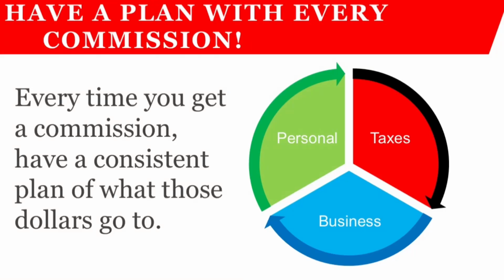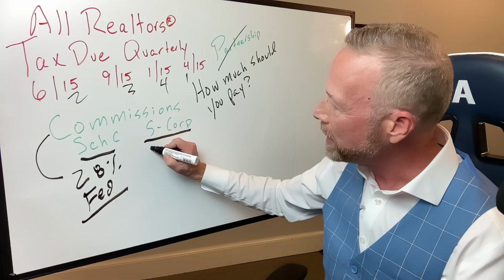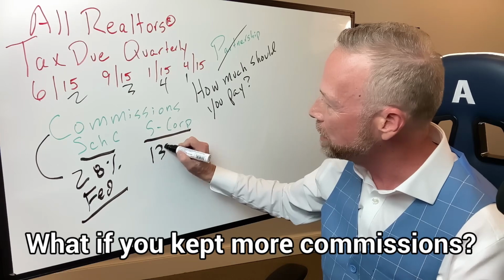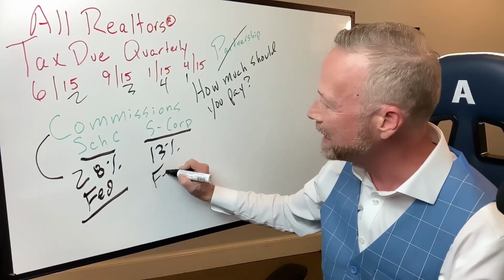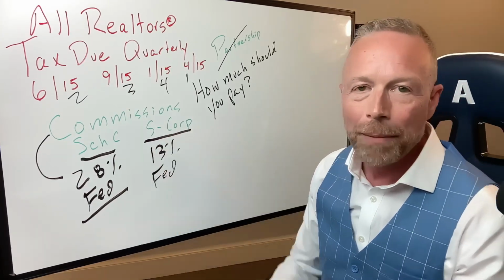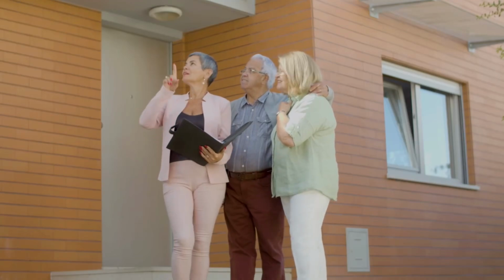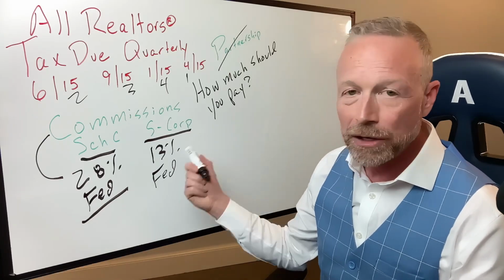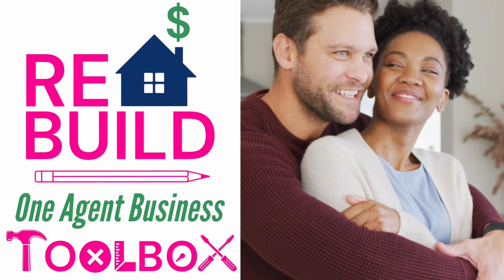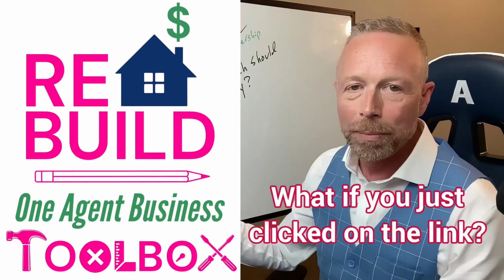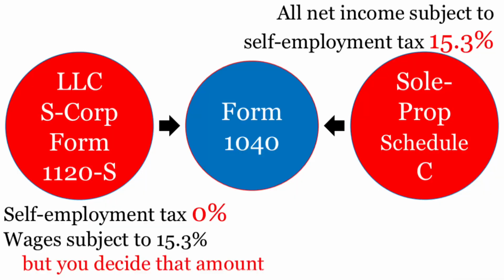Now, if you are an S Corp, you probably are going to pay somewhere around 13% and pay that into the Fed. So you end up paying less overall taxes with an S corporation. You need to really look into that. I've got more videos and a link related to that. You're going to pay more because of self-employment taxes on Schedule C.